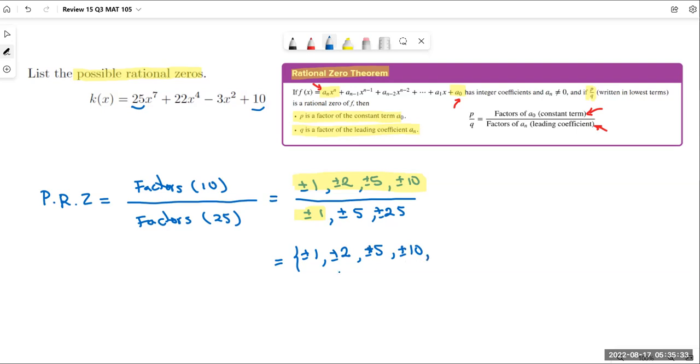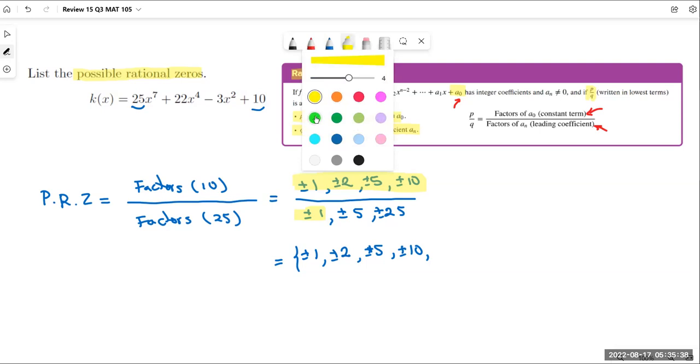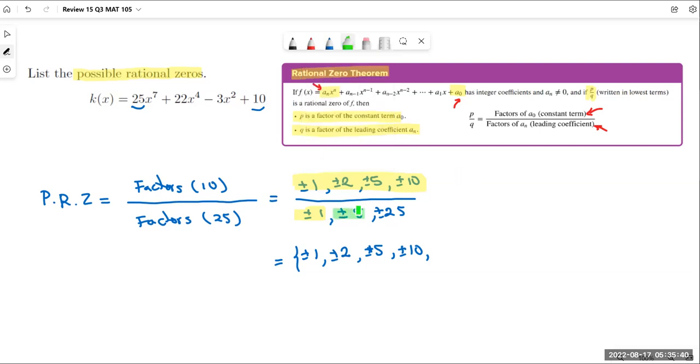Now we're going to do exactly the same thing and divide by the other numbers, and so forth. So 1 divided by 5 is going to be 1 over 5, and don't forget the plus or minus. 2 divided by 5 is going to be 2 over 5, plus or minus. 5 divided by 5 is going to be 1, and we have the 1 here already, so we don't need to write it again. 10 divided by 5 is going to be 2, and we have the 2 here, so we can skip it.